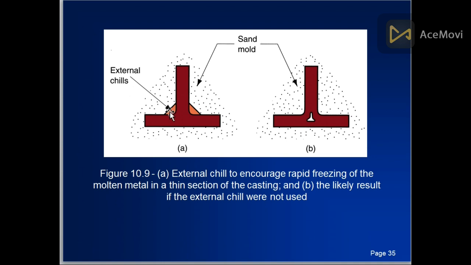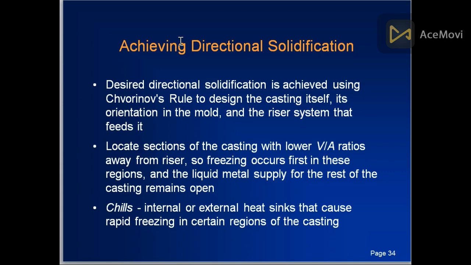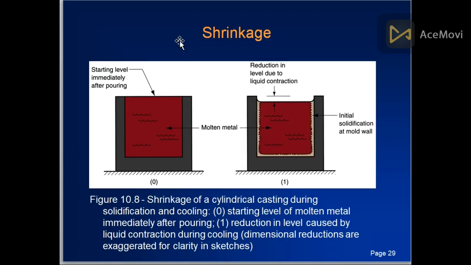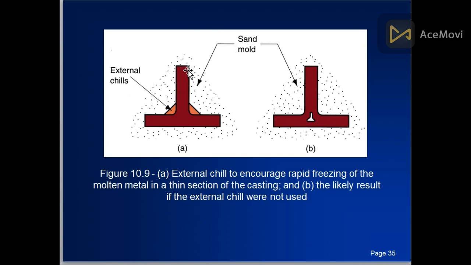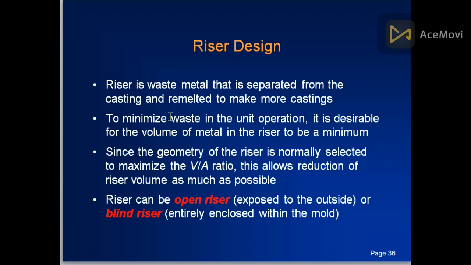This is known as external chills. Just imagine that you don't put chills. It solidifies here, here, and here. Because the inner part solidifies later, there is a cavity. But when you place external chills here, then this area also solidifies earlier. So when there is shrinkage, the metal from the upside comes here, and the metal from the riser comes here. So it is again the same thing, how to design the riser.